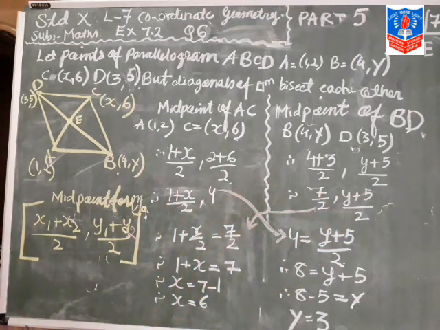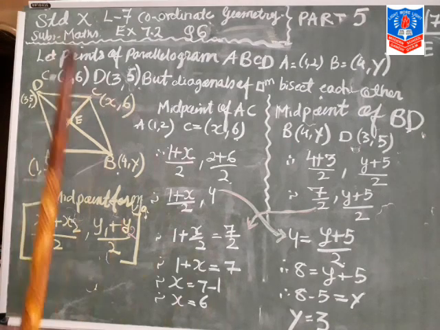Now this is an incomplete sum. Okay, now 1 plus x upon 2 equals 7 upon 2, and here 4 equals y plus 5 upon 2, because we want the value of x and the value of y.